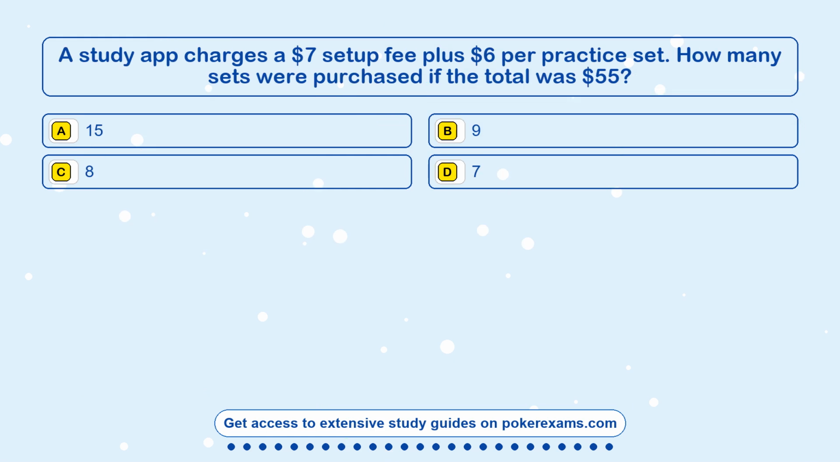Question 18. A study app charges a $7 setup fee plus $6 per practice set. How many sets were purchased if the total was $55? Option A, 15. Option B, 9. Option C, 8. Option D, 7.